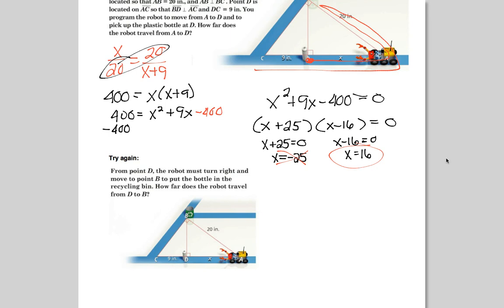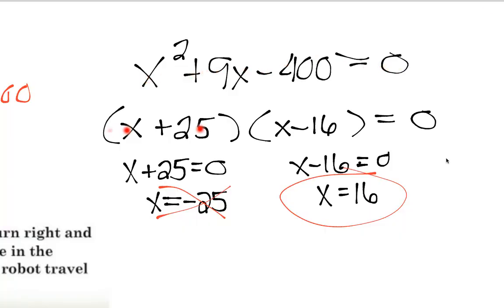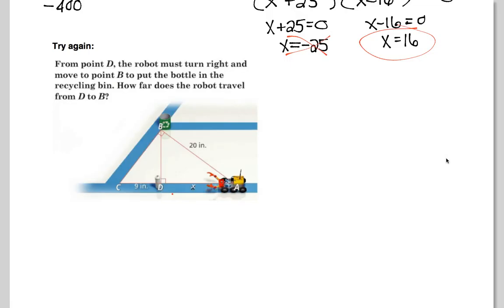Let me explain what happened down here. Hopefully you guys recall this. It's telling us that these two things are being multiplied to equal 0. If that's the case, then one of these things has to be 0. So I set this equal to 0, and I set this equal to 0, and I solved each one. X equals negative 25 is a valid answer algebraically, but in context of this problem, it just can't work out.